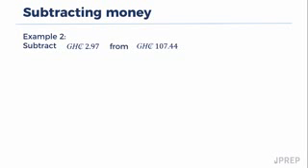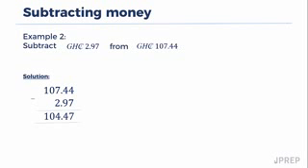For the second part, we have been asked to subtract 2.97 from 107.44 Ghana cedis. Once again, we write this in a vertical manner and then work it out. We will arrive at 104.47. This means our answer is 104.47 Ghana cedis.